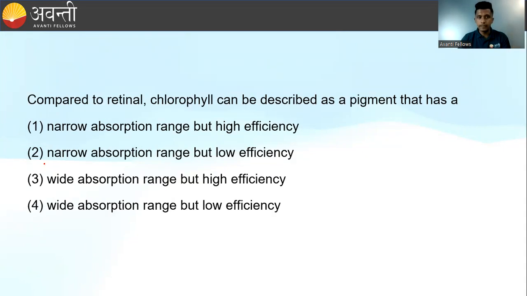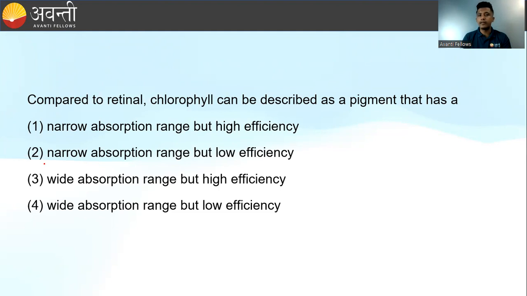Compared to retinal, chlorophyll can be described as a pigment that has: a narrow absorption range but high efficiency; a narrow absorption range but low efficiency; a wide absorption range but high efficiency; a wide absorption range but low efficiency. So when we look at this question, why do we consider chlorophyll as a photosynthetic pigment? Because it taps a very particular wavelength of light for the process of photosynthesis.